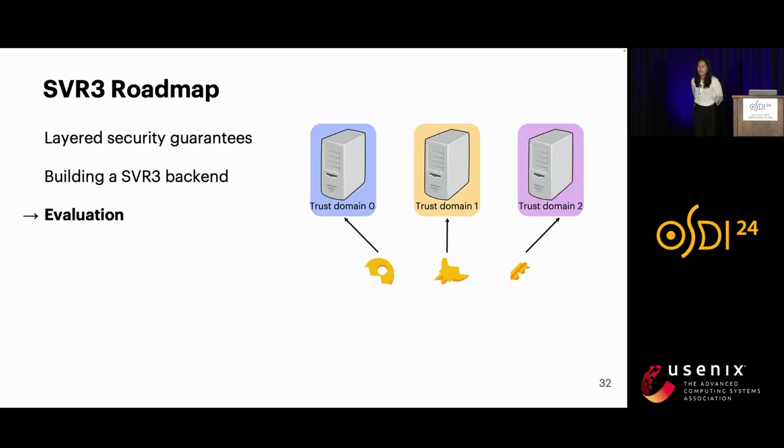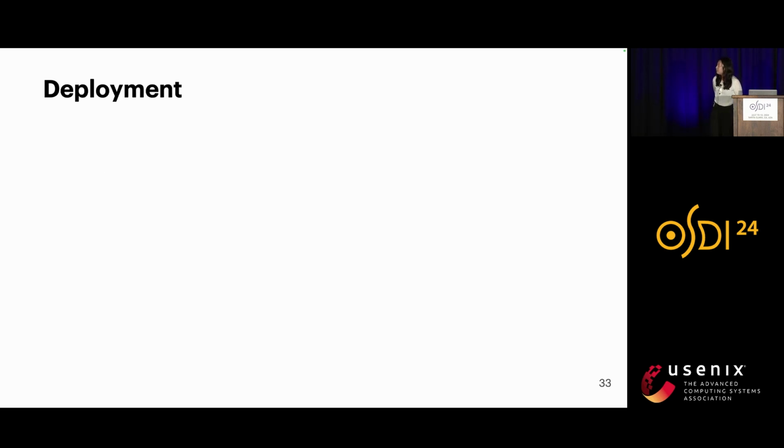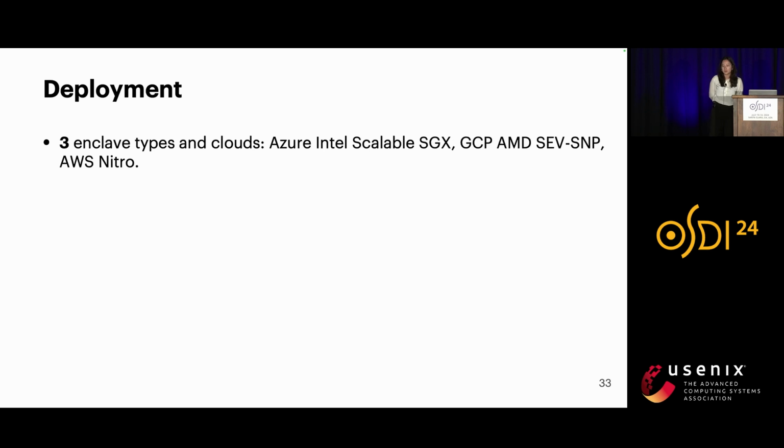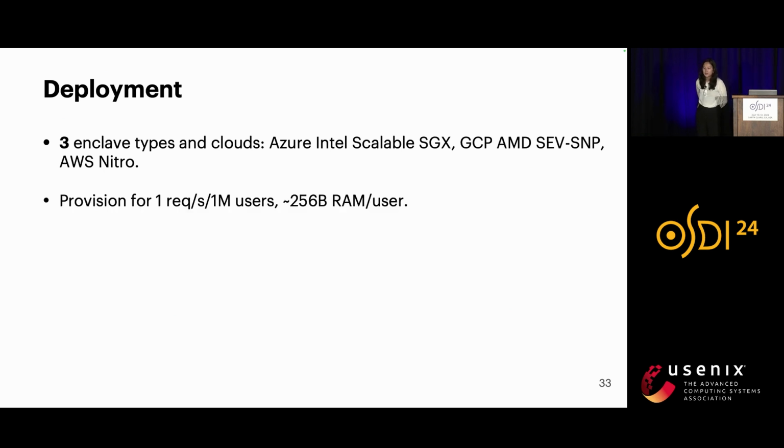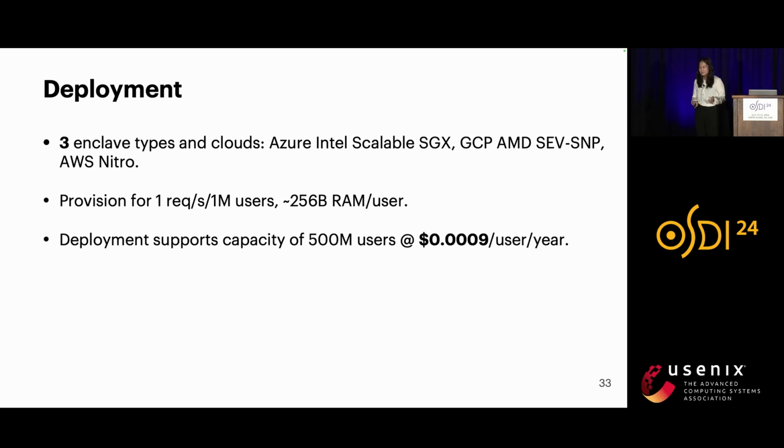And now I'll briefly just talk about the evaluation of the system. So the deployment details are that we have 3 enclave types in clouds. We have Azure using Intel Scalable SGX, Google Cloud using AMD SEV SNP, and AWS Nitro. And we provision for 1 request per second per million users and about 256 bytes of memory per user. This 1 request per second per million users is because although key recovery is an important operation, it doesn't happen that frequently in the sense that I'm not losing my phone every day. The deployment supports a capacity of 500 million users at $0.0009 per user per year.